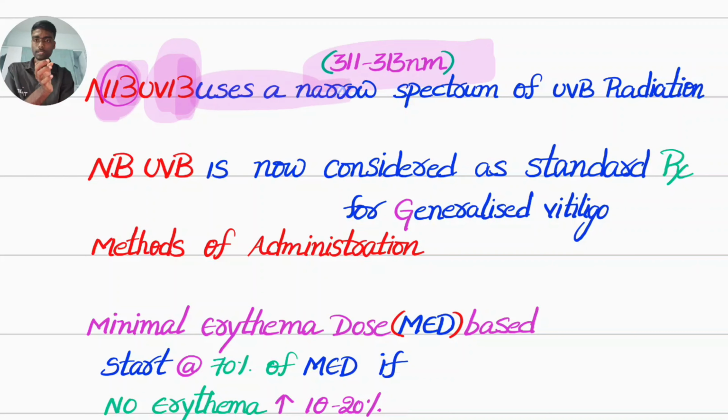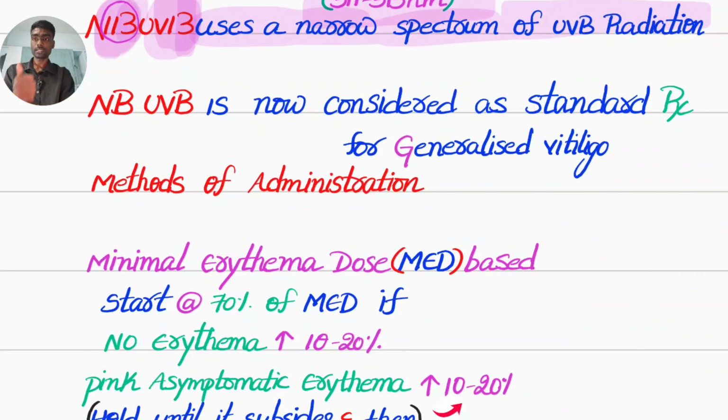See here, using a narrow spectrum of UVB radiation, we are getting the advantage of reduced risk of malignancies. No need to use psoralen tablet as a photosensitizer, just having the advantage of therapy. That's why this is considered as a standard treatment for generalized vitiligo.